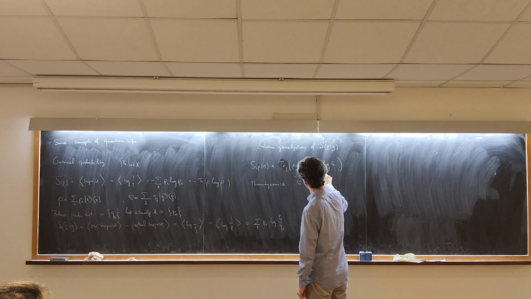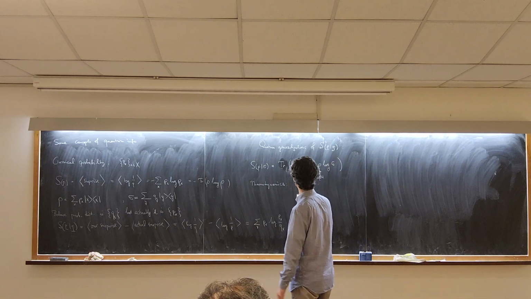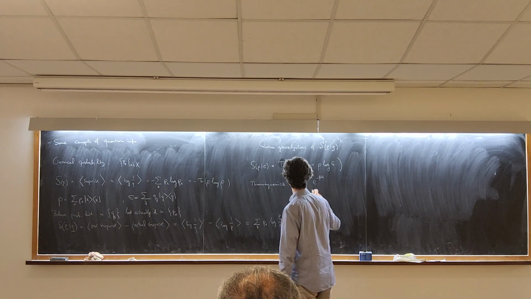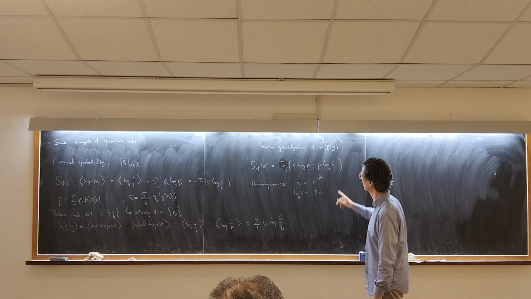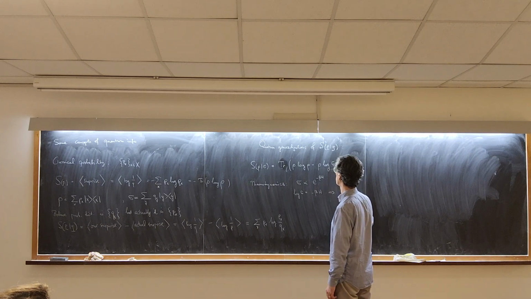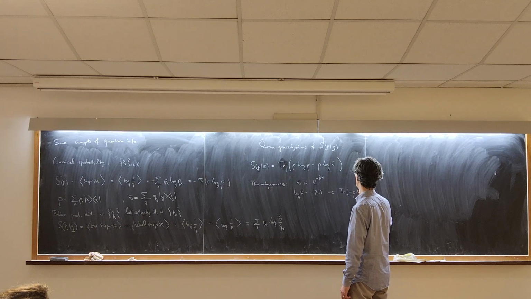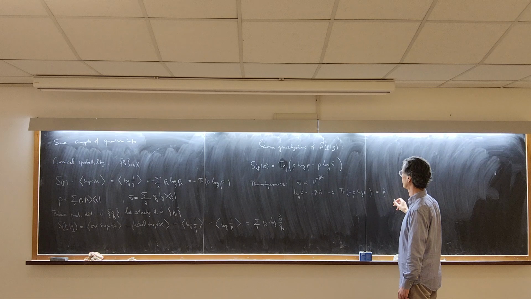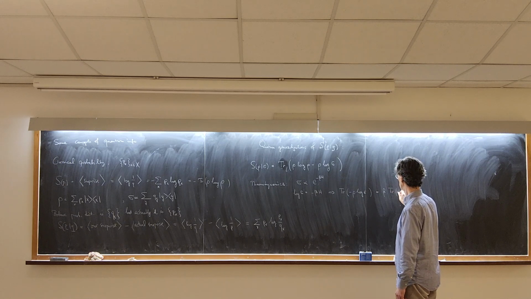So maybe we say something like this, and then it follows that the logarithm of sigma is minus beta H. And so you see that this term, this one, trace of minus rho log sigma, is just going to give you beta times trace of rho H.